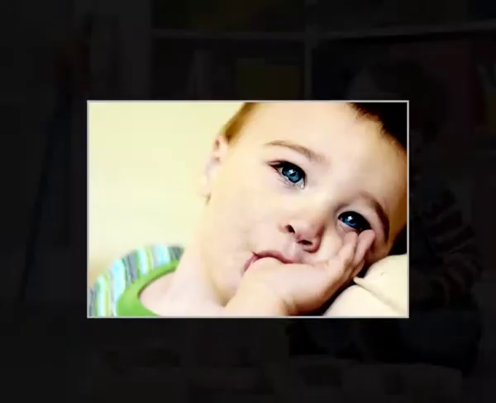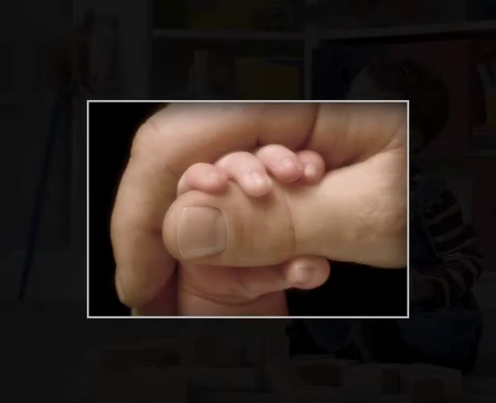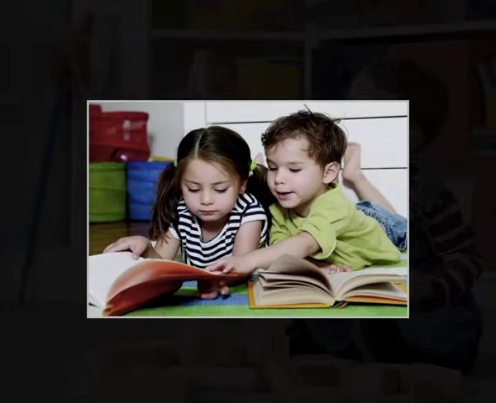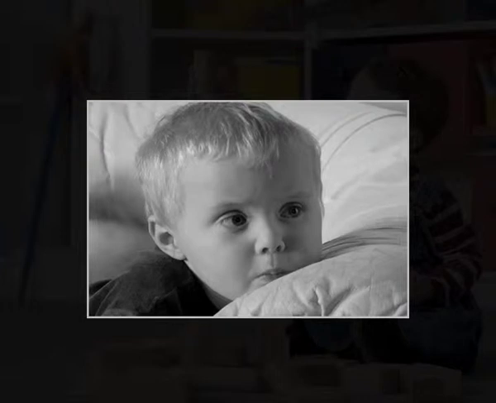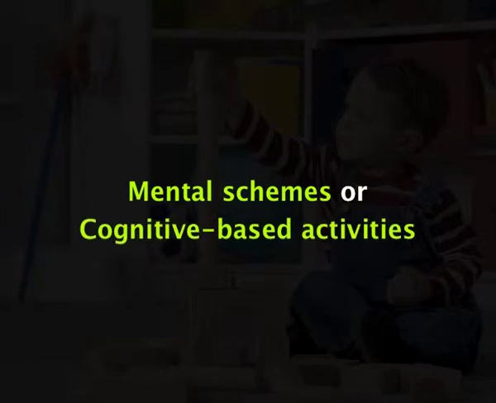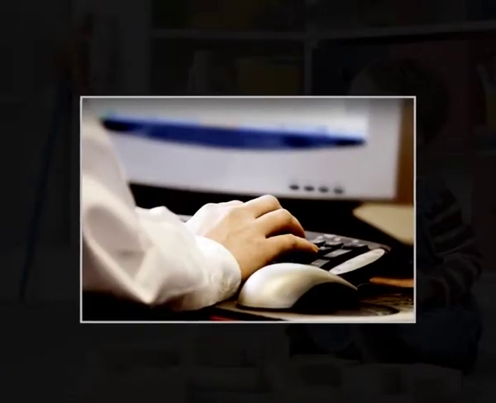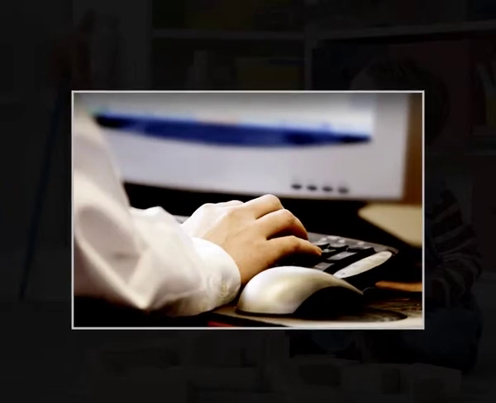Some schemes are present at birth, such as sucking and grasping. These are physically based activities that are characterized as behavioral schemes. As children acquire more information, the schemes become more and more complex. For example, they have schemes for remembering and for solving problems. These are mental schemes or cognitive based activities. Adults have a greater number of schemes. For example, they are able to use a computer and understand the idea of globalization.